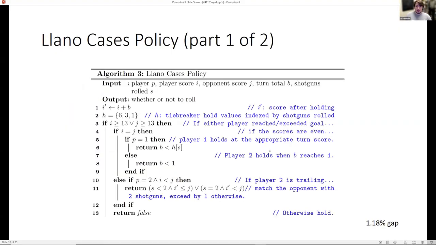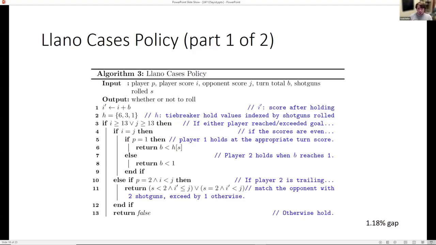Yeah, and so I'll quickly go over the policy that I developed. So we first consider the tiebreaker cases. The HRA up here represents the values that player 1 should go for based on the number of shotguns in the tiebreaker case. So if we are above the goal score and there's a tie, if the scores are even, then player 1 should hold with their appropriate turn score, and player 2 will hold when B reaches 1.